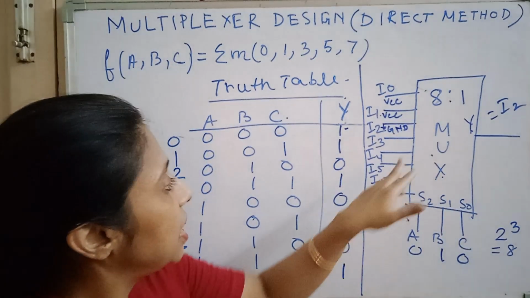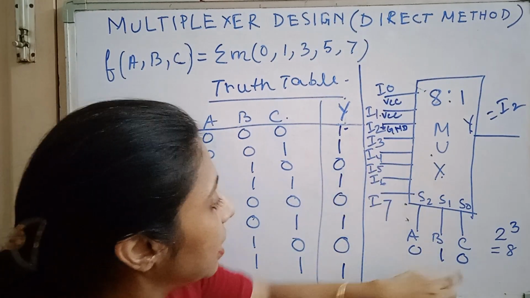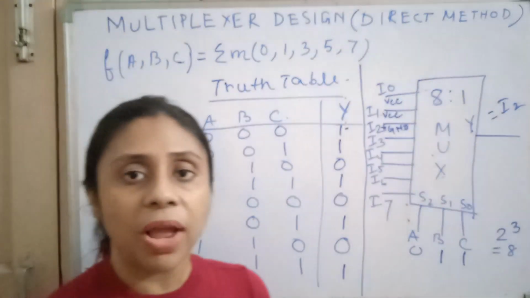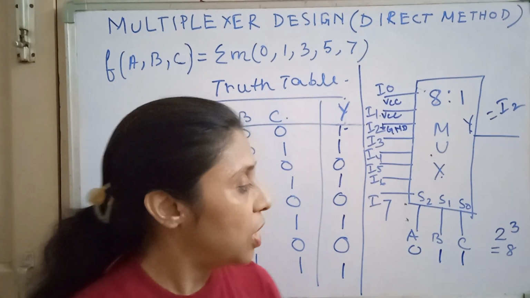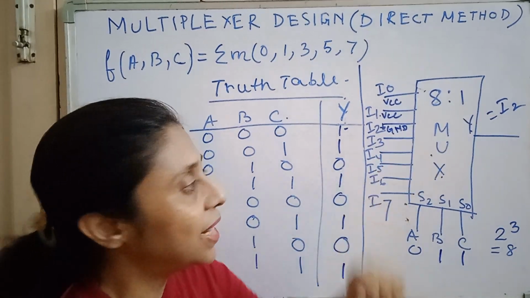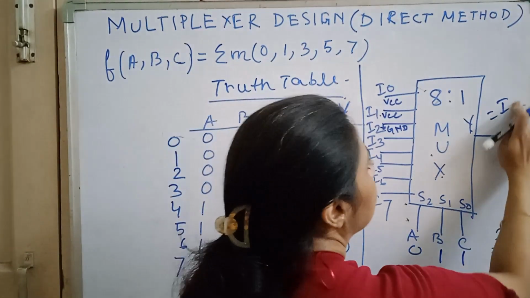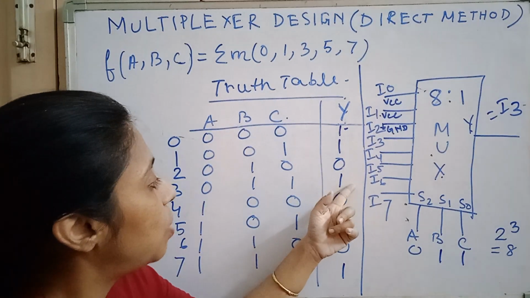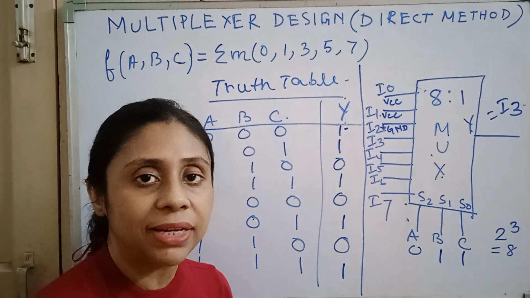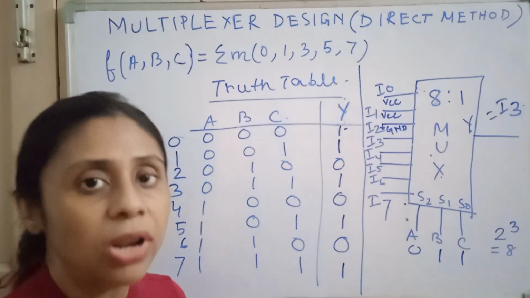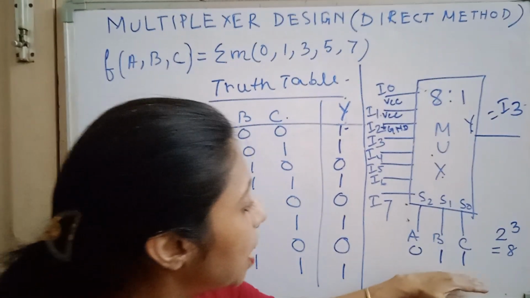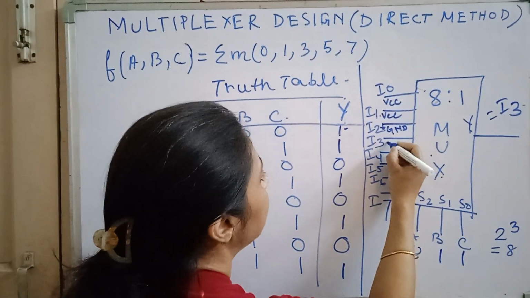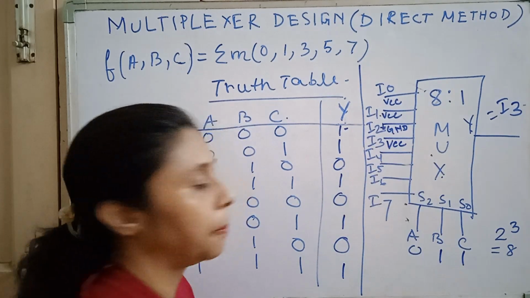Okay. Now see, the next logic combination is 0, 1, 1. 0, 1, 1 means decimal 3. So which one input will be selected? I3. Right? Now see, for 0, 1, 1, what is the desired output? 1. So what should be connected to I3? VCC or logic 1, so that for the 0, 1, 1 input combination, the output is 1. Right? So I3 should be connected to VCC.